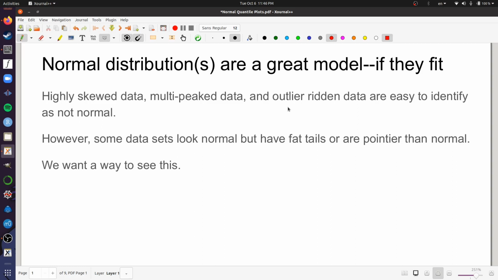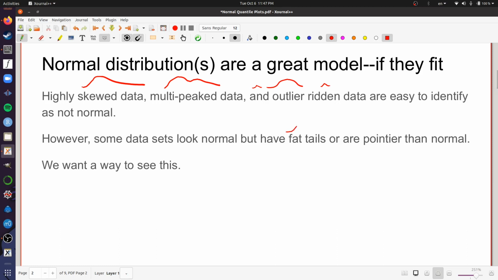Well, if data are highly skewed, suppose our data have a long right tail, that's pretty easy to tell that it's not normal. If I have data that has more than one peak, I can tell that that's not normal. Or if it has some outliers, those are all clear signs that the data are not really normally distributed, and we might have different ways of handling them. But what if the data look close to normal?